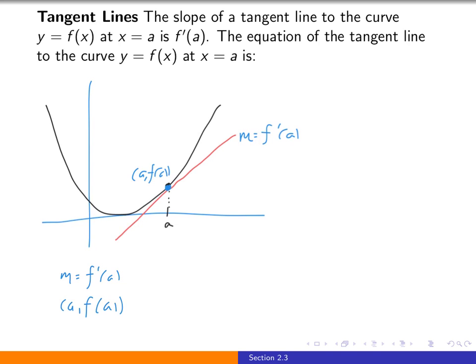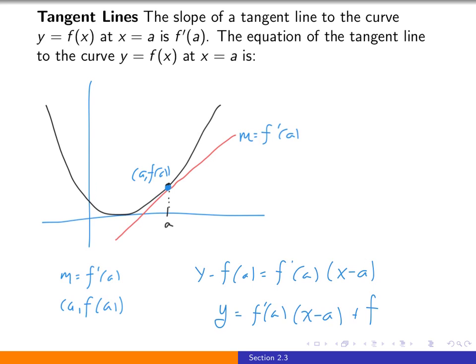And from a calculus perspective, this is exactly how we define a tangent line. The line going through the point a comma f of a with slope given by the derivative, f prime of a. So the point slope form of the line: y minus f of a equals the slope f prime of a times x minus a. Simplifying this out, I think the easiest form is y equals f prime of a times x minus a plus f of a. And I will always refer to this as the equation of the tangent line.